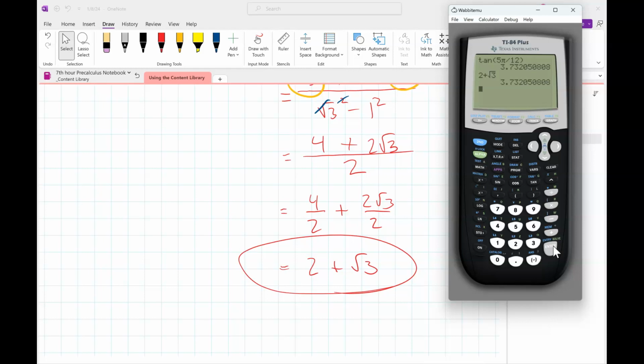That's checkable for all of these problems I've been asking you to do. You have to be a little bit careful about the mode your calculator's in, that you have it degree versus radian. Or you could just leave your calculator in degree mode the whole time and just use tan 75, which we converted in the beginning, right? Could have done that too. You'd have to start with the original problem.